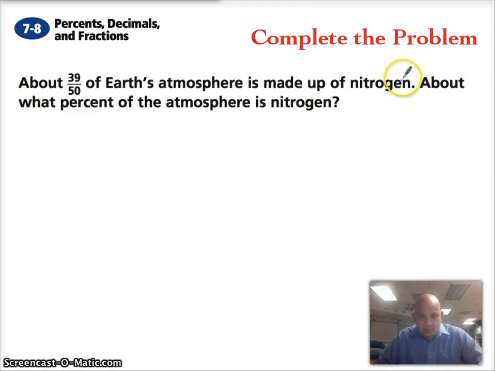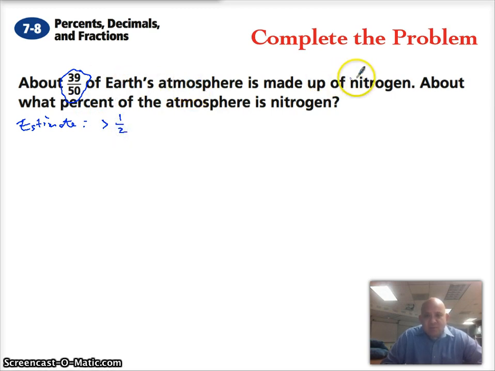Now here's your problem. It's a word problem. It says about 39/50ths of the Earth's atmosphere is made of nitrogen. About what percent of the atmosphere is nitrogen? Well, the first thing I want you to do is estimate. 39/50ths. First thing I've got to figure out is, is that less than a half or more than a half? Well, that is more than a half. So I'm going to put greater than 1/2 of the Earth's atmosphere is made up of nitrogen.